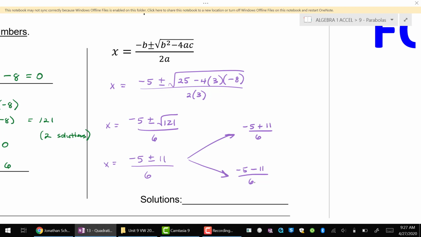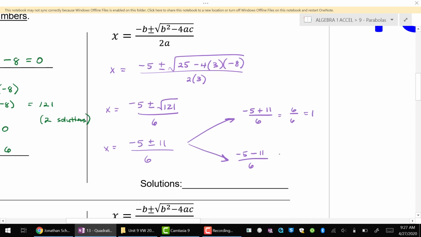Well, now, when I'm ready to actually find the solutions, I'm going to break apart that plus or minus because one solution is going to be derived with that plus sign. The other solution will be derived with that minus sign, like I'm doing right here. So to finish the whole problem, -5 plus 11 is 6. 6 over 6 is exactly equal to 1.